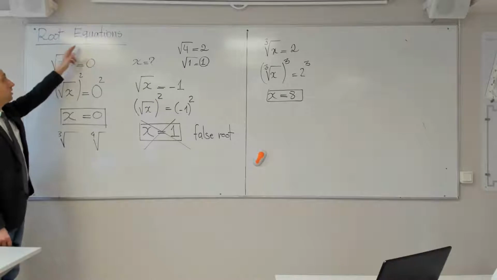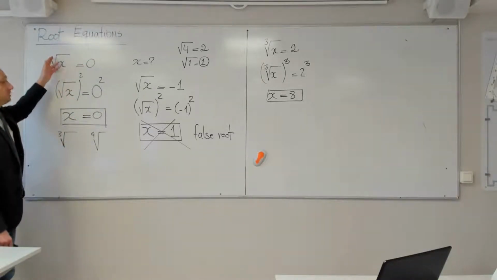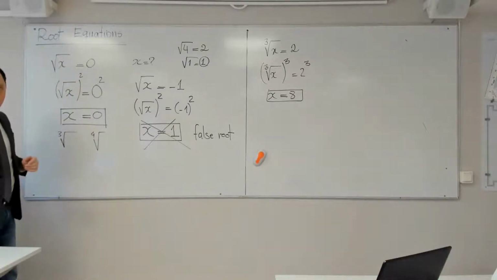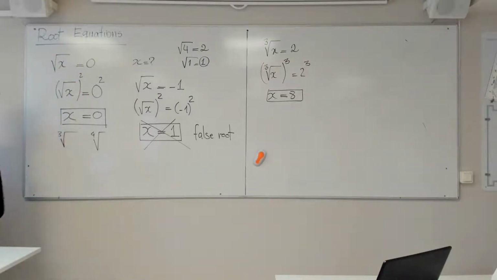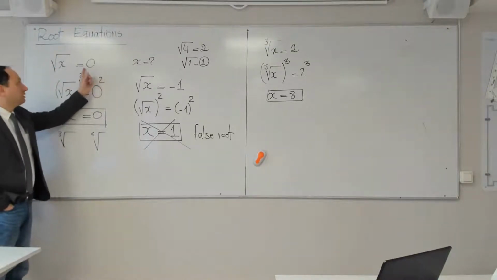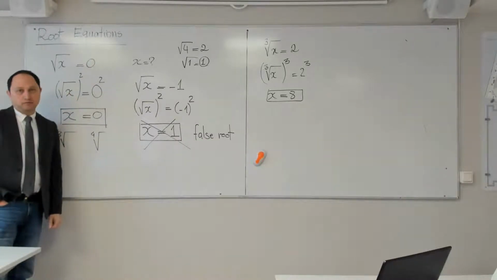That is the meaning of a root equation. This root sign can be the second root, a third root, fourth root, or a combination of these. That is called a root equation. The general strategy to solve this is to get rid of all the root signs.